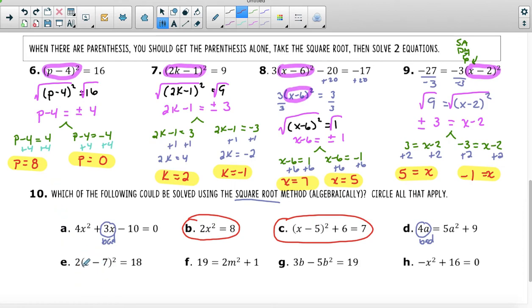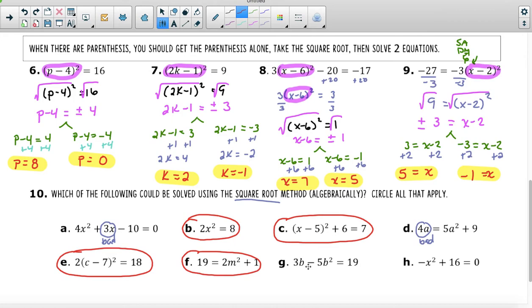On E, we have a c here. It's squared, and there's no other c in the entire problem. Therefore, we can use the square root method. On F, we have an m squared, and there is no other m in the entire problem, so we could use the square root method to try and solve this.